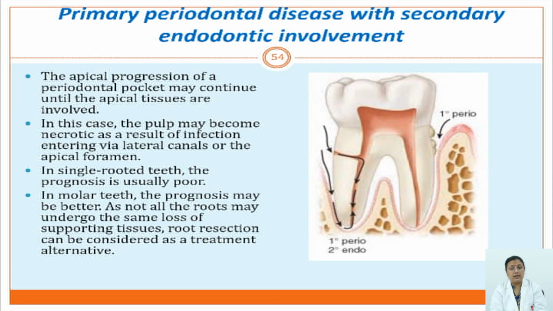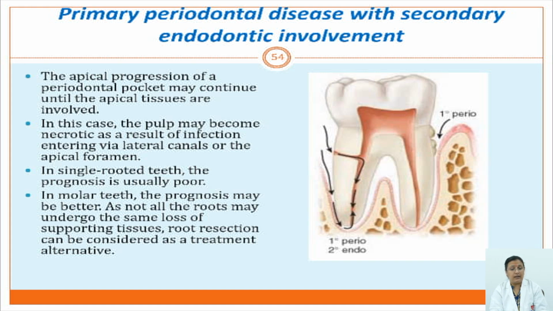Primary periodontal disease with secondary endodontic involvement. That means the lesion progressed from the periodontal pocket and then continued and involved the tooth through lateral canals, accessory canals, furcation canals and through the apical foramen. So, in this, the pulp may secondarily become infected and lose its vitality.